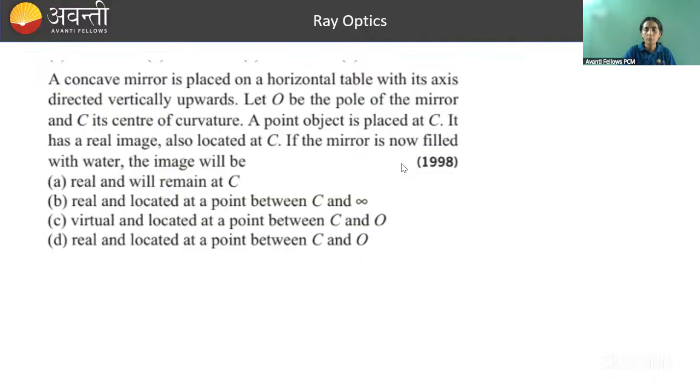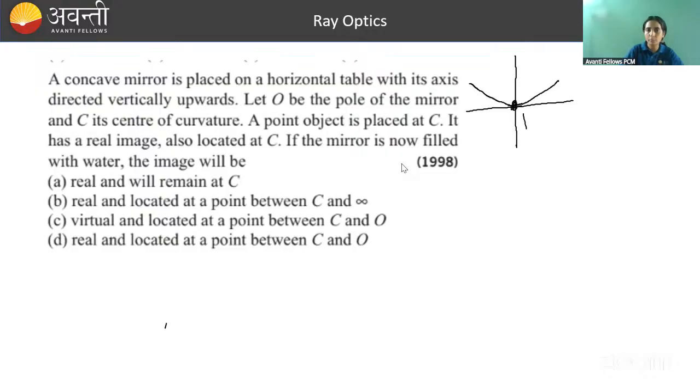Okay. So what is the question given? The question is simple. There is a concave mirror that is placed on a horizontal table with its axis directed vertically upward. So there is a table upon which there is a mirror kept. Drawing it like this won't be a good idea because then this mirror is having so many curvatures. I mean that R is not looking constant. So the mirror will look like this.